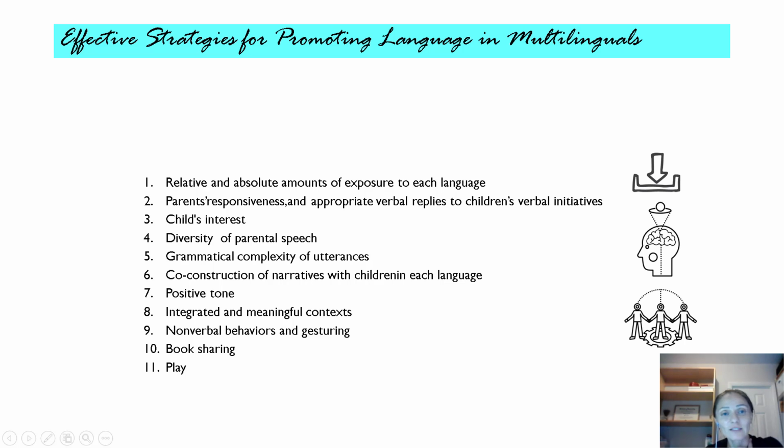So effective strategies for promoting language in multilinguals are: first, relative and absolute amounts of exposure to each language. Parental responsiveness and appropriate verbal replies to the children's verbal initiatives. Child's interest in the object. Diversity of parental speech, grammatical complexity of utterances, co-construction of narratives with the children in each language, positive tone. But positive tone not because we are avoiding emotional damage, but because positive and negative tones use different types of language. Positive tone uses referential language, which is more diverse, rather than negative, which is like giving orders. Integrated and meaningful context.